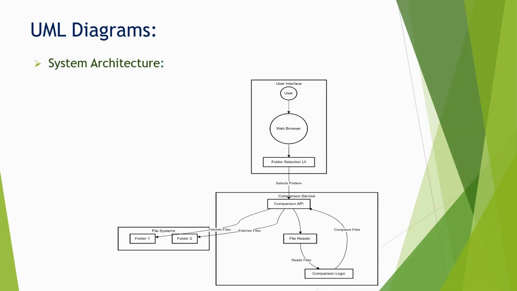System architecture, user interface. The user interacts with the system through the web browser interface, which provides a user-friendly interface for managing the folder integrity checker, and also the folder checking UI. Highlight the role of the folder selection UI, where the user can select the folders they want to compare and verify, and also the comparison service, comparison API, file reader, and comparison logic. The file reader is responsible for reading the selected files. The comparison logic is the key logic that compares the file identifiers and scripts and generates the detailed report.